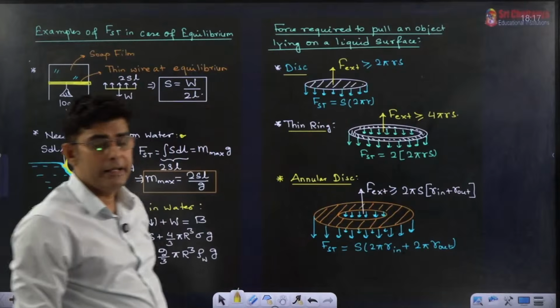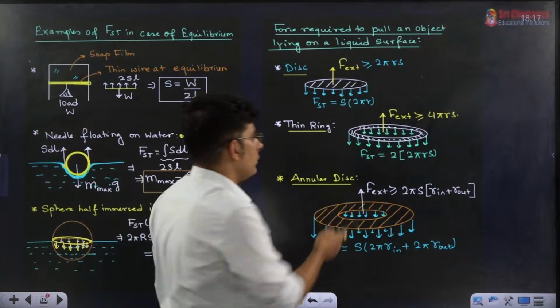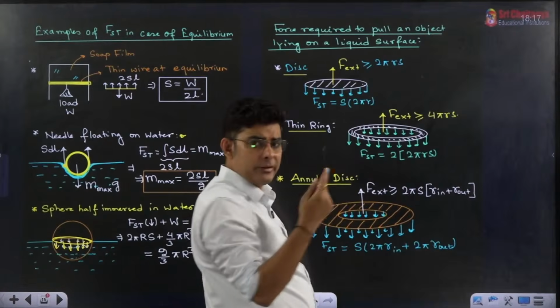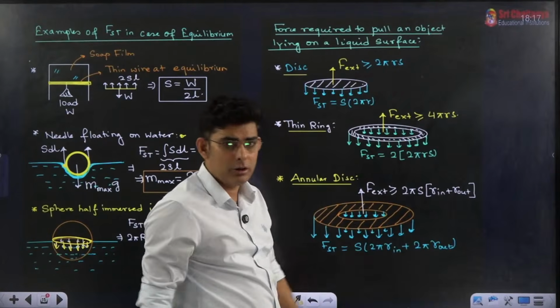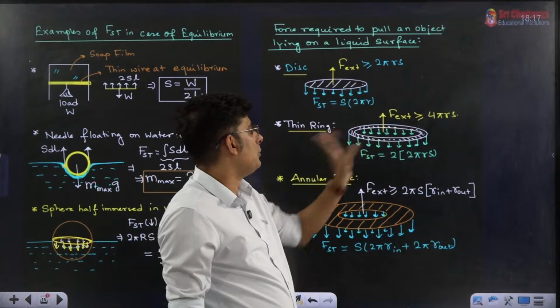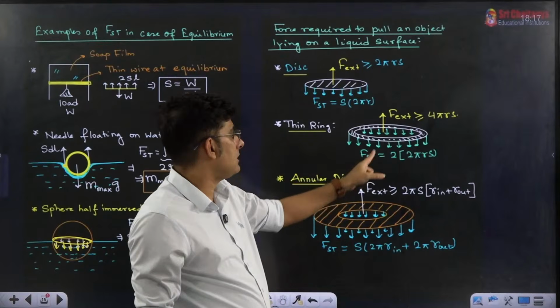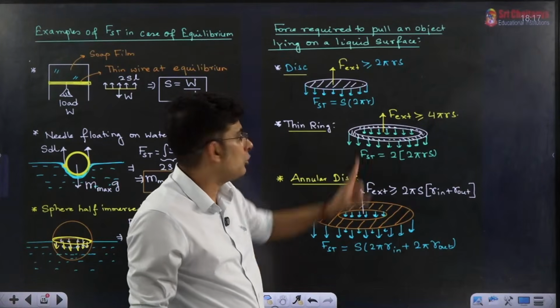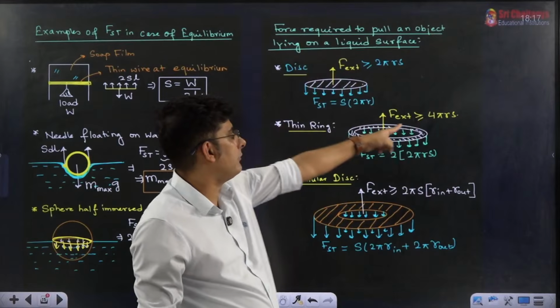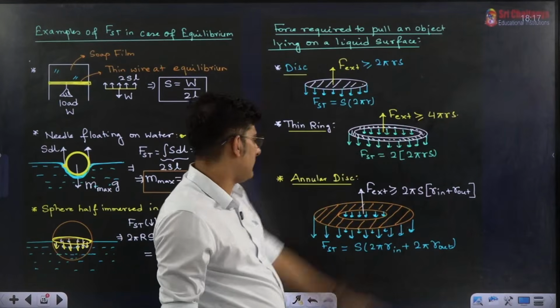Next, thin ring. If you take a ring, it has two boundaries, inner periphery and also outer periphery, even though the radius is almost the same for inner and outer. So 2 pi r outside, 2 pi r inside. Total force due to surface tension is 2 times 2 pi r s. So the external force to lift the ring in excess of weight will be 4 pi r s.